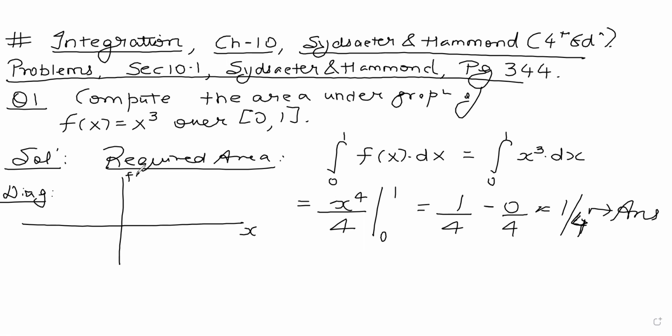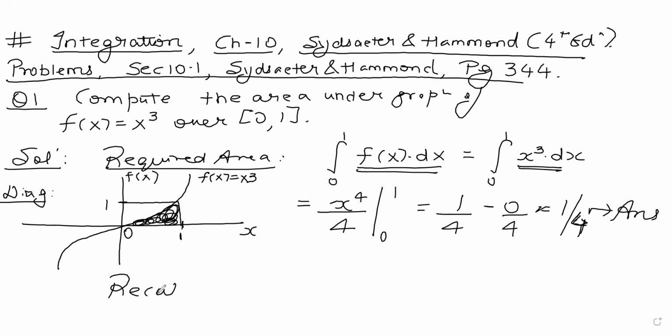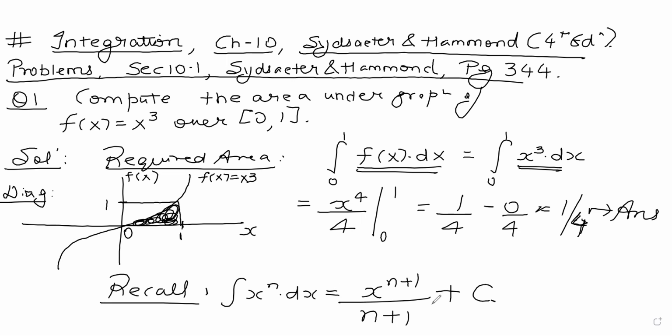All of us know that the x cube curve looks like this. Students who have attended my course, Mathematical Methods for Economics Part 1, you know that this is how f of x equal to x cube looks like. It passes through the origin, and when x is equal to 1, y is also equal to 1. So we need to find this area. This is nothing but the integral from 0 to 1 of f of x dx. F of x is x cube. Recall that the integral of x to the power n dx is x to the power n plus 1 upon n plus 1 plus the constant of integration. So in this case, the integral of x cube is x to the power 4 by 4. You run this from 0 to 1, you get the answer as 1 upon 4.